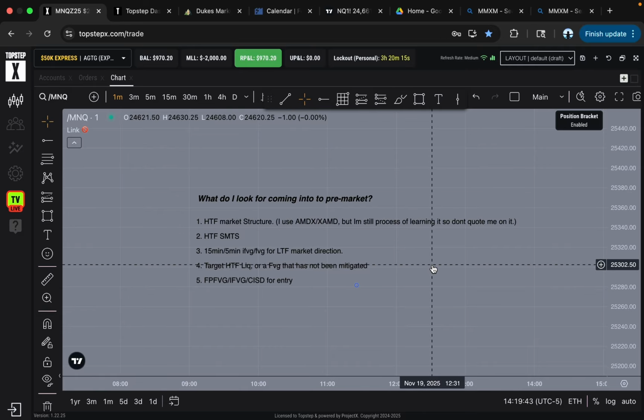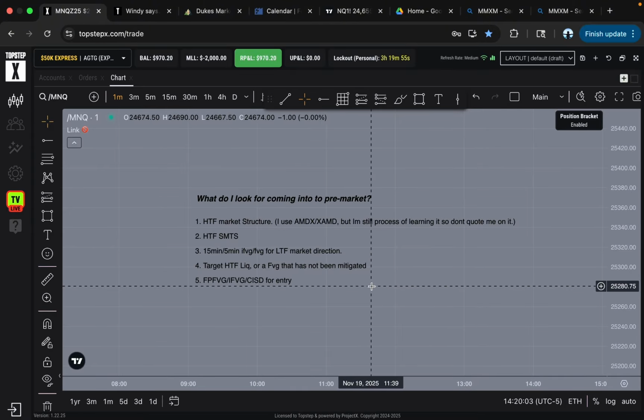So mostly just Asia session lows and highs, stuff like that. Liquidity where there's a lot of buy stops or sell stops that need to be taken out, so the market can reverse or go higher or lower.